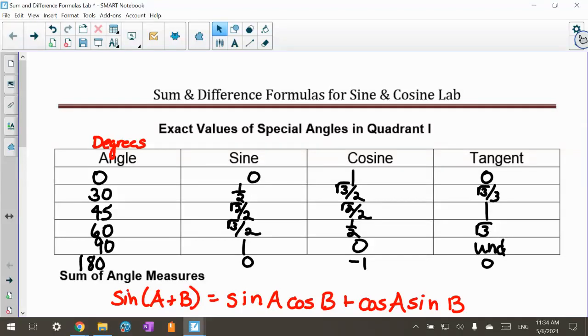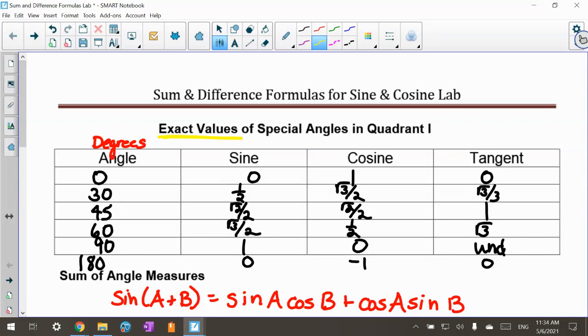Okay, this video is for my pre-calculus class, and this lab I call the sum and difference formulas for sine and cosine. We're going to do some of these, not all of them, but I wanted to do a video for you. At the beginning of this, you'll see what I've got filled in. I have all the exact values of special angles. And the one thing I want you to recognize is I'm saying the word exact values.